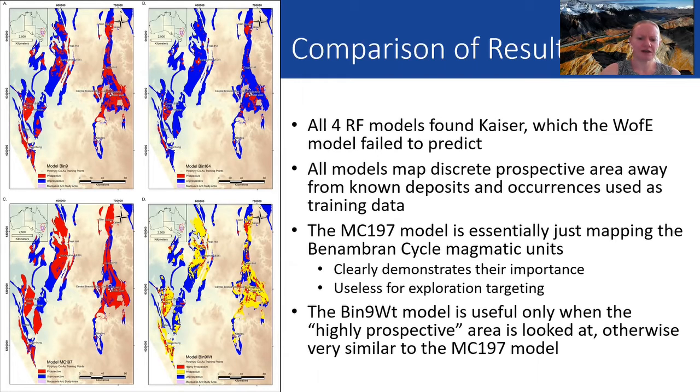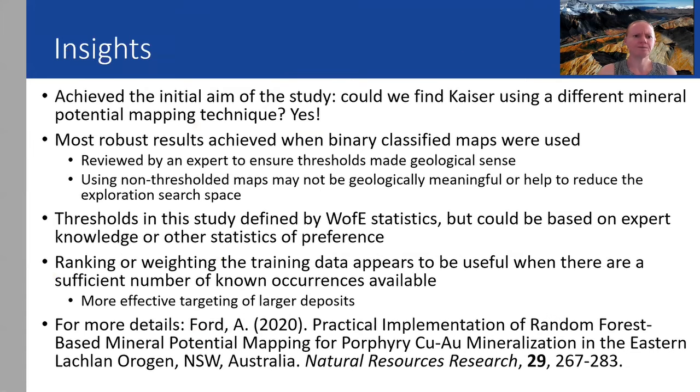The model with the 9 maps, but the weighted training data, is useful, but it's only really useful when you're looking at the highly prospective area. Otherwise, it's quite similar to the 197 map model in that the prospective area is too broad to really be useful for exploration targeting. So, insights into the modelling.